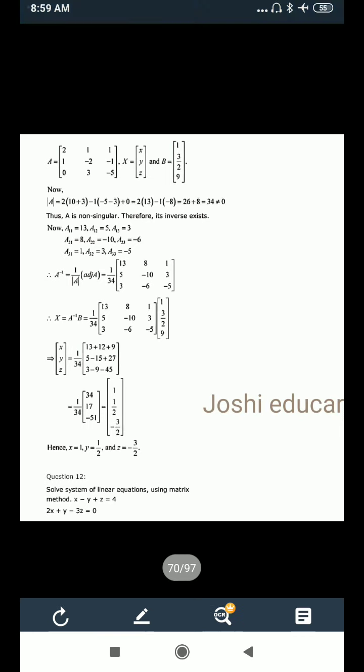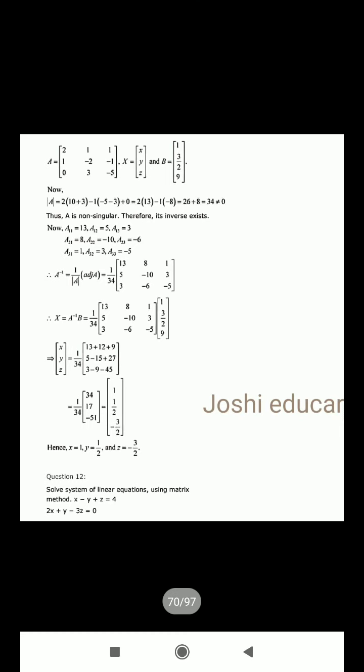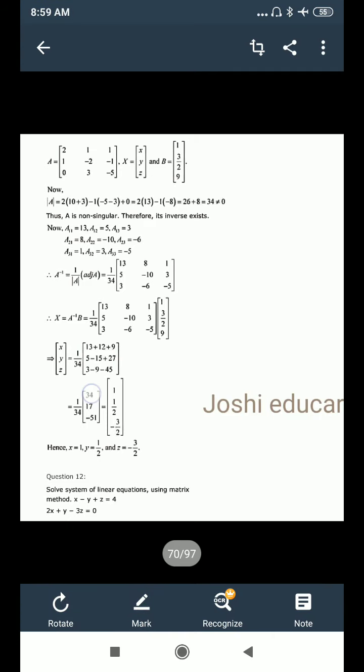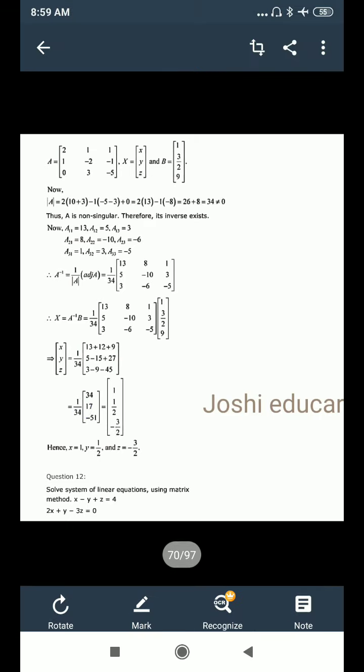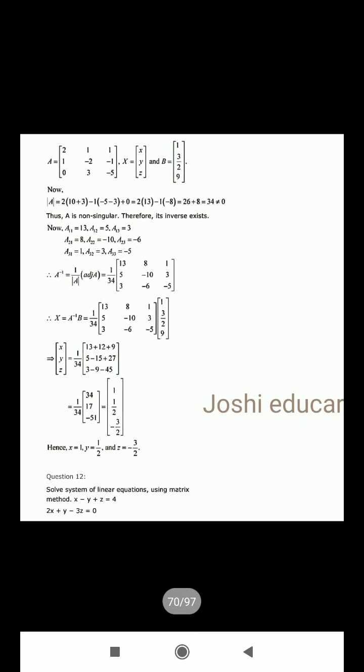On the right hand side you will get these 3 terms. It is 1 upon 34, 34, 17, minus 51. You can take this 34 inside. It is 1, 1/2 and minus 3 by 2. That is the right hand side. On the left hand side, this capital X is nothing but X, Y, Z. Equate the corresponding terms to get the value of X, Y, Z.